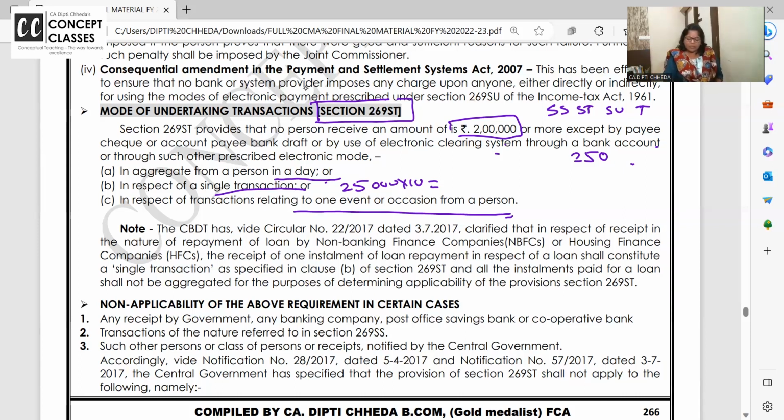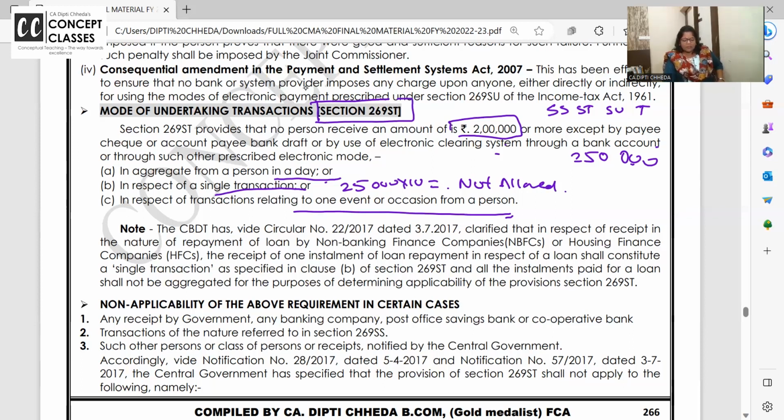Can I do this transaction in cash? This is not necessarily a loan or deposit. This could be sale, purchase, services, anything. I have hired an event manager to whom I have to pay 2,50,000 for organizing the 10th anniversary of the Concept Classes app, and I have paid 25,000 into 10. Is it allowed? The answer is not allowed.